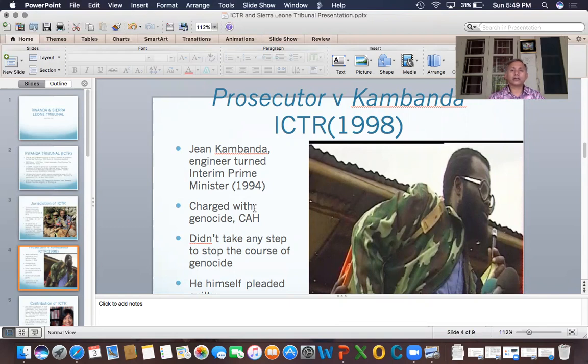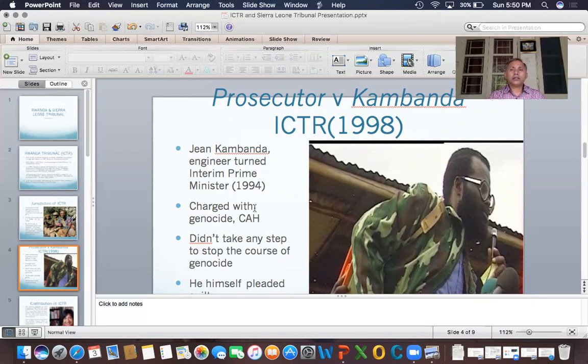And look at his career. He was an engineer, and then he became a politician. So an engineer turned politician, and not just any kind of politician, but he became the interim prime minister of Rwanda. But you look at his behavior when he became the interim prime minister. He knew that these kinds of conflicts were going on, and that people were going on to kill the Tutsis, and that they had the policy of a final solution.